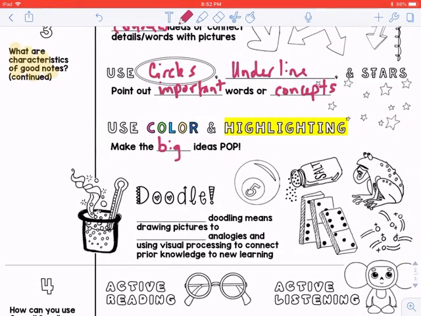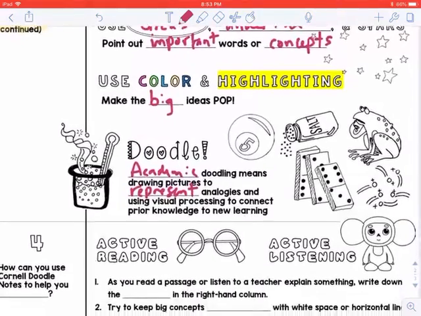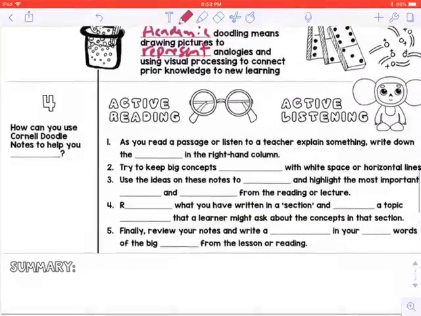And doodling. We can take academic doodling to the next level. And with that, we can draw pictures to represent analogies. And by representing analogies, we're using visual processes to connect our prior knowledge to new learning. So for instance, drawing table salt or drawing a frog or dominoes, any of these pictures that we have helps us make sense of what we're talking about in class.